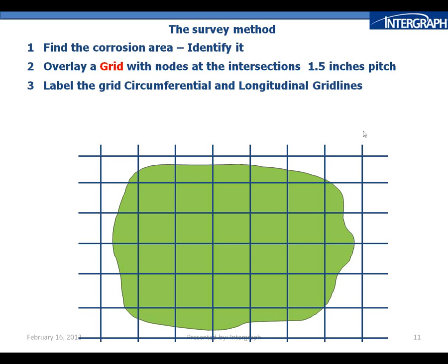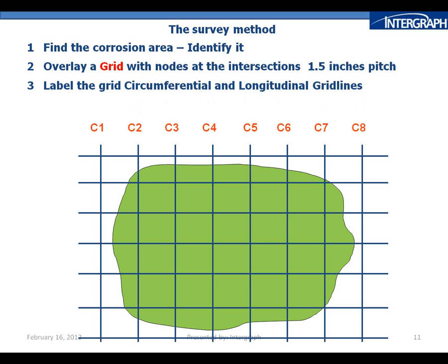Now, it sounds quite easy to do, but don't forget that an inspector may be standing on a ladder and he's trying to mark this grid on the vessel. So it's a difficult job, but nevertheless, this is one of the procedures that's available to us. So we mark this grid on the vessel in the circumferential and the longitudinal directions. We're just assuming for a moment this is a cylindrical shell.